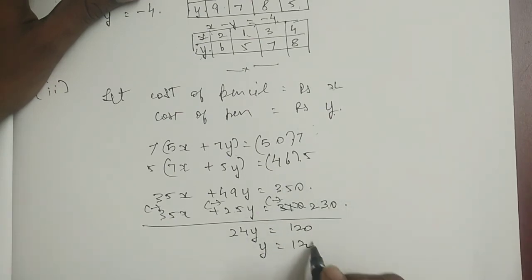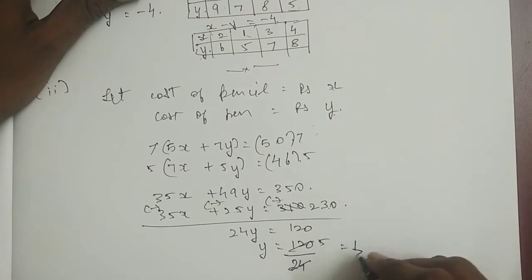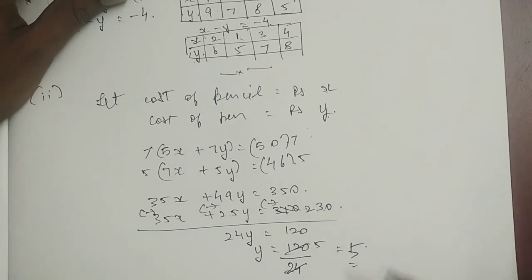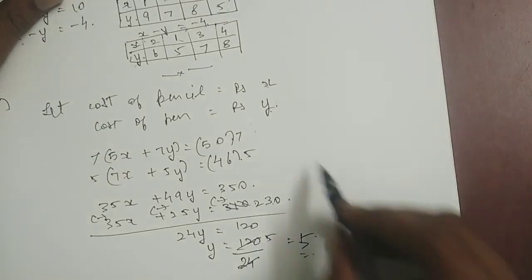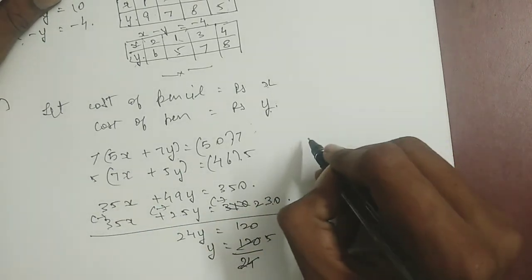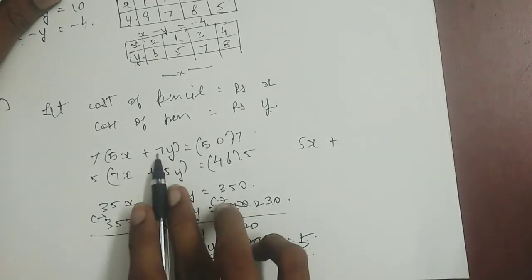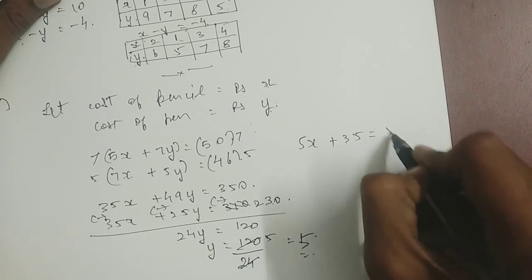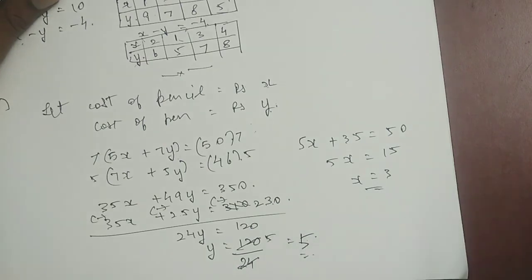y is equal to 120 divided by 24, and 24 into 5 is 120, so y is equal to 5. So we found the value of y, and 5 is the cost of one pen. How do we find the cost of the pencil now? We need to substitute y in any of these equations. Let me substitute in the equation 5x plus 7y is equal to 50. So 5x plus 7 into y, and y is 5, 7 5s are 35, is equal to 50. 5x is equal to 50 minus 35, which is 15, and x is equal to 3.